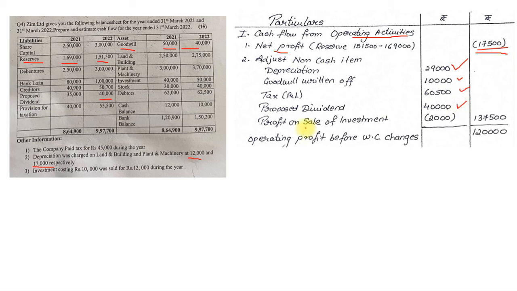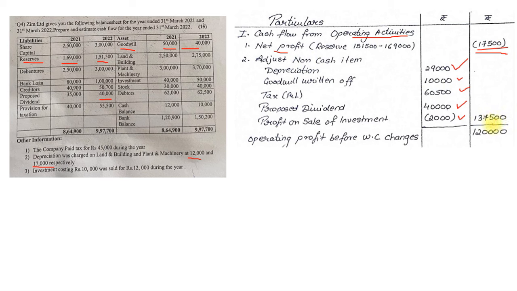So added. And profit on sale of investment, 2,000, P&L. So that was negative income, so it will be less. So depreciation, goodwill written off, tax provisions, proposed dividend, profit or loss on sale of assets. All these are your non-cash items, which can come in our second part.